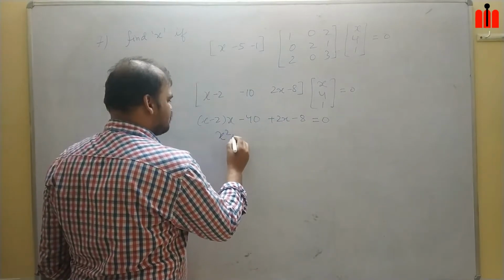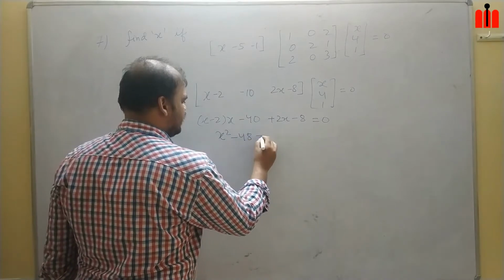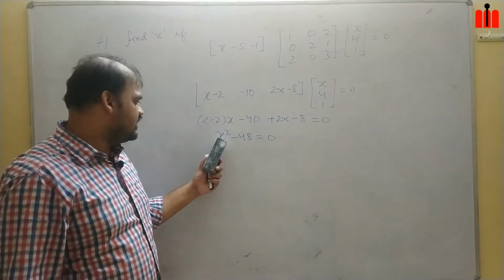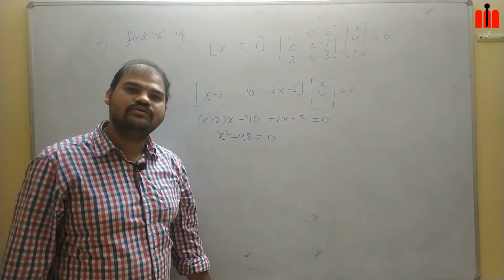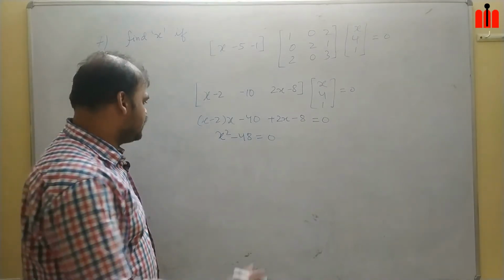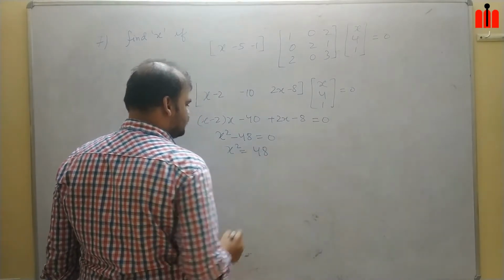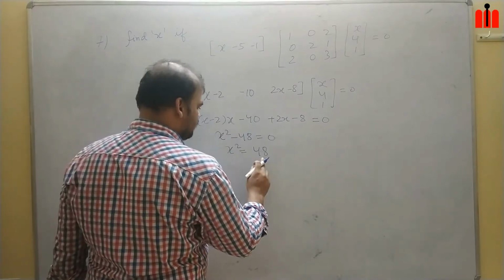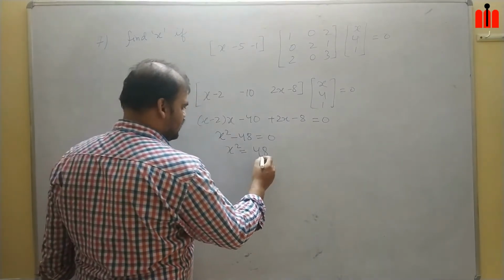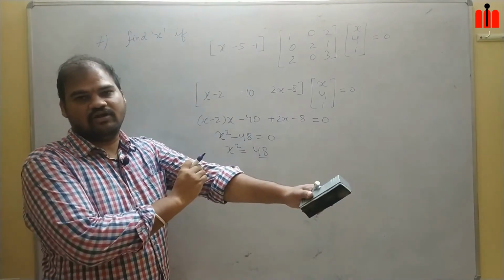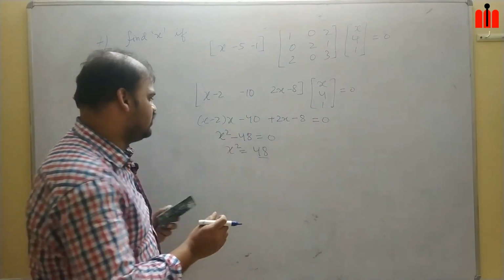Now it will be x square minus 48 equal to 0. Minus 2x plus 2x will cancel out. So here it is x square minus 48 equal to 0. Right? So it will be x square equal to 48. So what will the answer be? What is 48? 6 8s are 48, right? 6 8s are 48. So it will be 4 root 3.